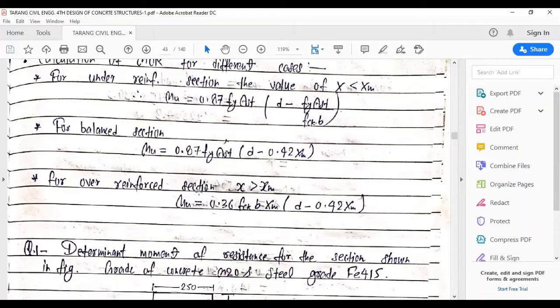Remember, you can see for under reinforced and balance section, yield stress of steel comes into play, while for over reinforced section, the characteristic strength of concrete comes into play. That is, for over reinforced section, we use stress in concrete, forces acting on concrete, and for balance section or under reinforced section, we use yield stress of steel.